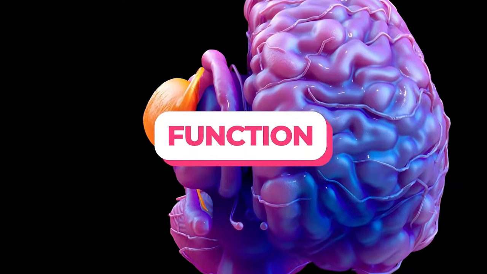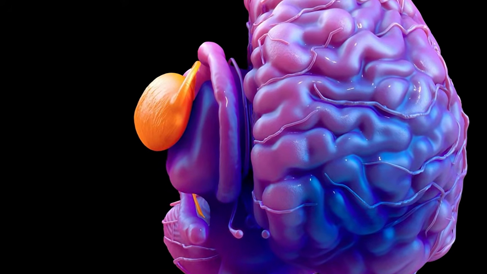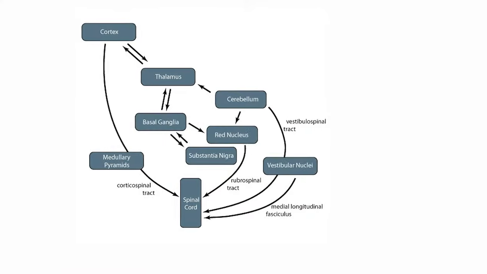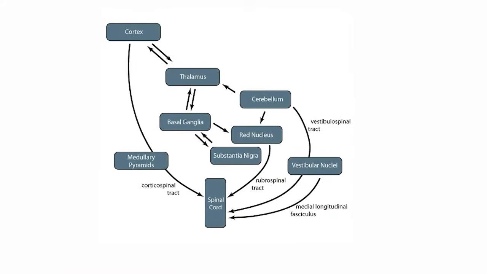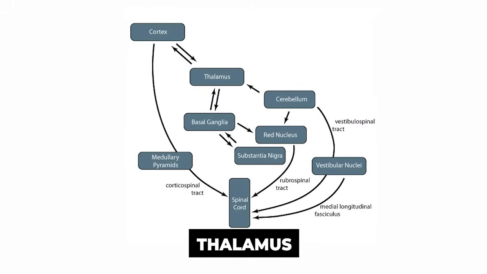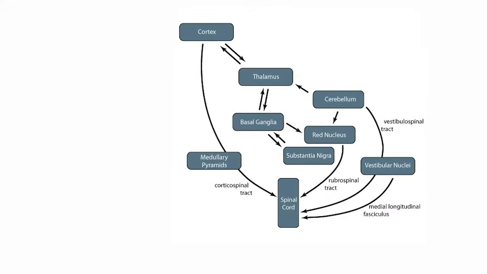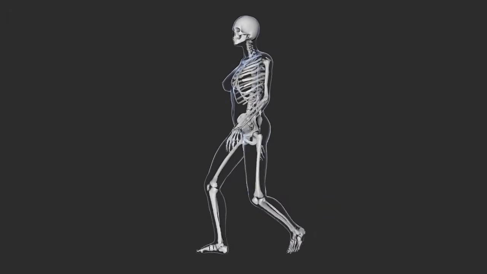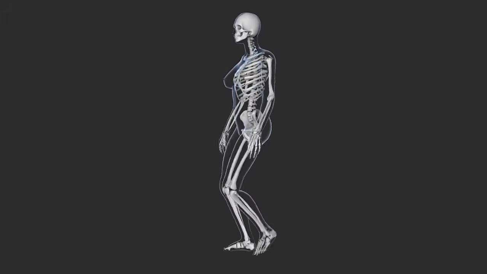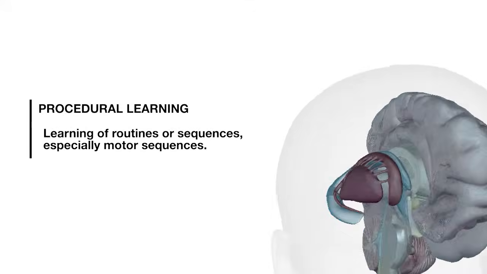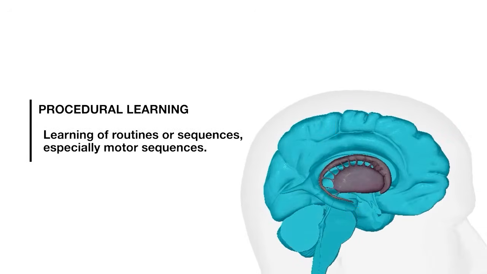Function. Basal ganglia perform several functions, which include motor control. The basal ganglia, in coordination with the cerebral cortex, thalamus, and brainstem, help smooth out and coordinate movements. They're involved in the initiation and termination of movements, ensuring movements are fluid and purposeful. Procedural learning. They play a role in the learning of routines or sequences, especially motor sequences.